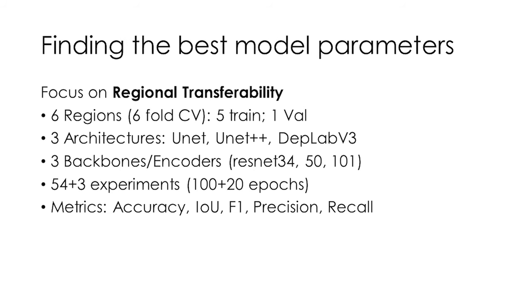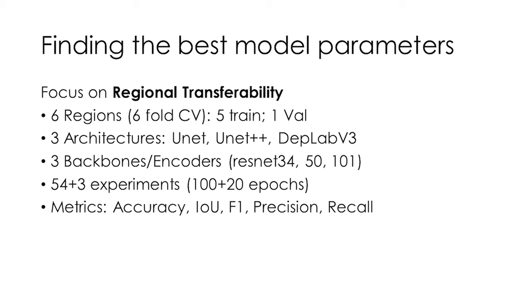In order to receive the best estimators, we created a lot of different experiments. So we chose 6 different regions, a 6-fold cross-validation. We chose 3 different architectures, UNet, UNet++, and DeepLabv3, and 3 different backbones or encoders based on ResNet 34, 50, and 101. In total, these were 54 experiments, plus 3 for additional epochs.